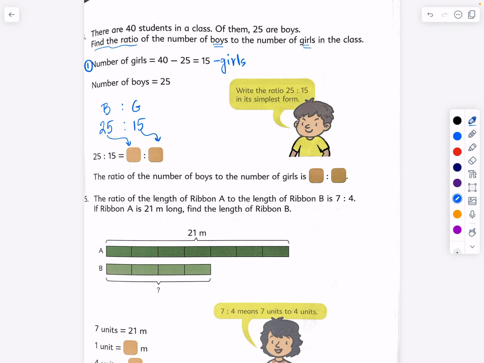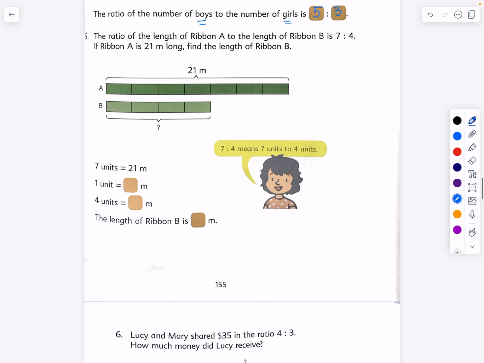25 and 15 can be further reduced by the common factor of 5. Divide by 5. Divide by 5, so it's 5 to 3. We can say that the ratio of the number of boys to girls is 5 to 3. That is to say, for each of the 5 boys, there are 3 girls in the class.